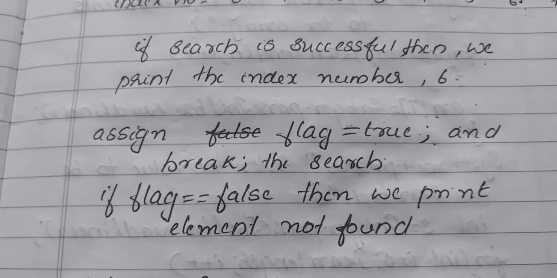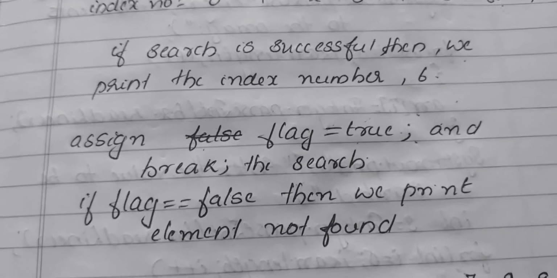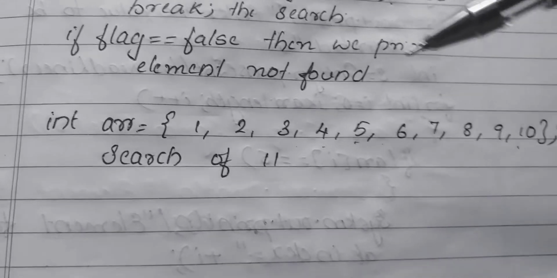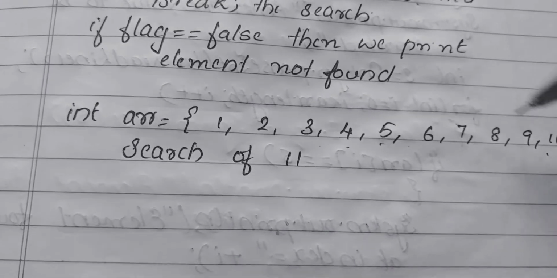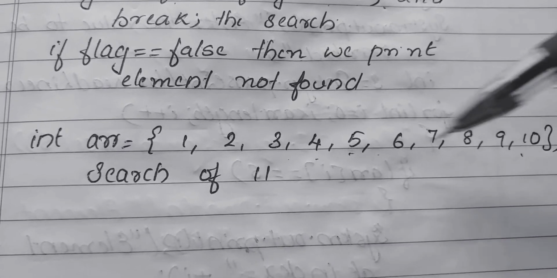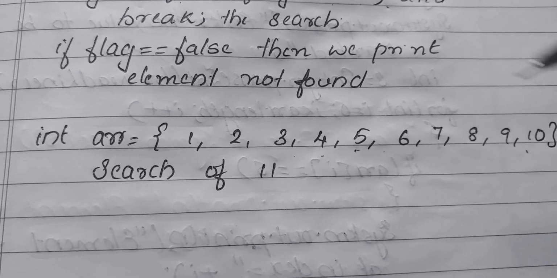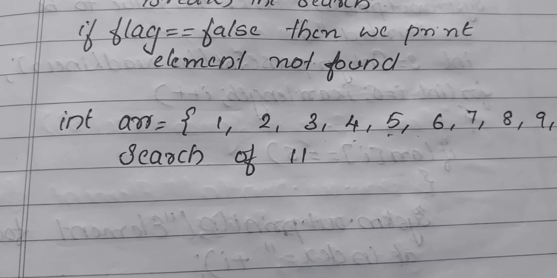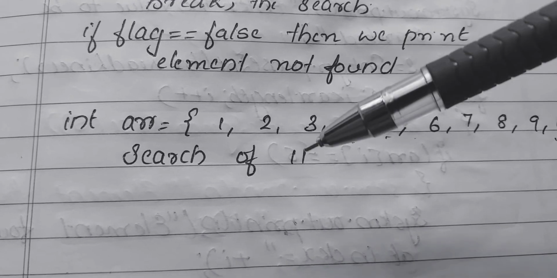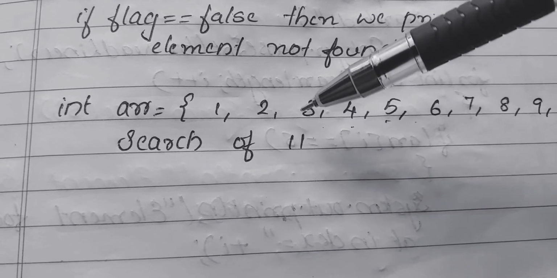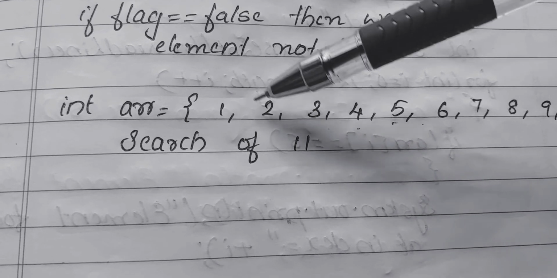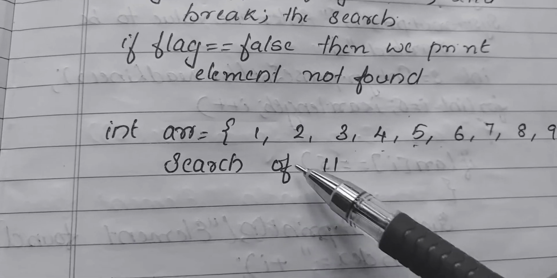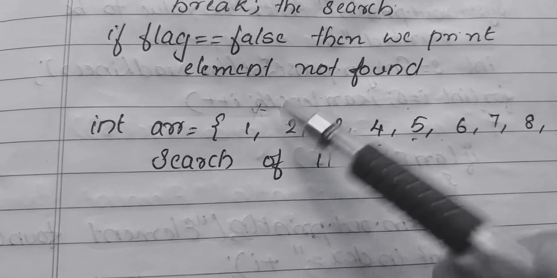So you have to handle all the possible cases in the program. Just consider this example. Suppose this is our array, with a set of elements 1, 2, etc. up to 10. Suppose we want to search for the element 11. What do we do in linear search? First we compare the search element with each element in the array one by one. So we compare 11 with the first element. No match. Go to the next element.